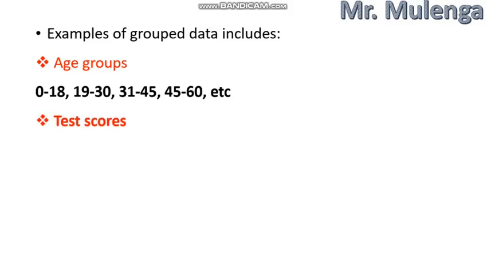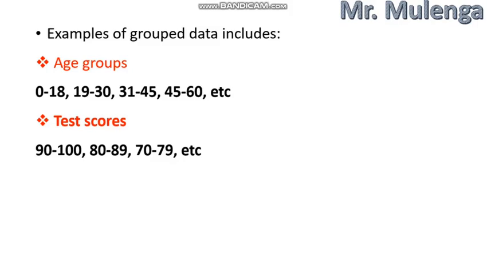Apart from that, we can also have grouped data in the form of test scores. In test scores, we range the number of marks that the learners have gotten in intervals. For example, you can have 90 to 100, 80 to 89, 70 to 79, and so on and so forth. So there are many examples that we can look at under grouped data.